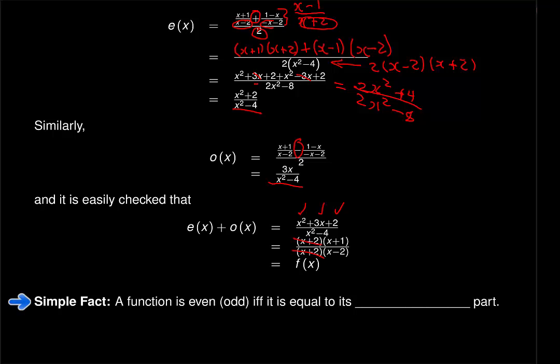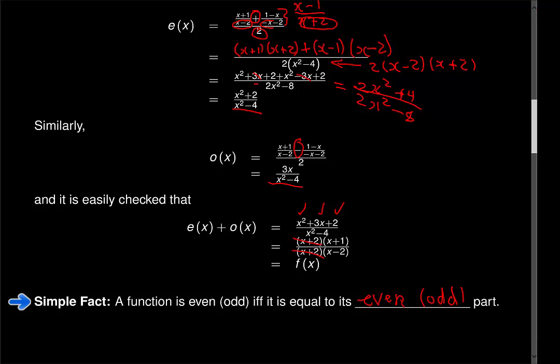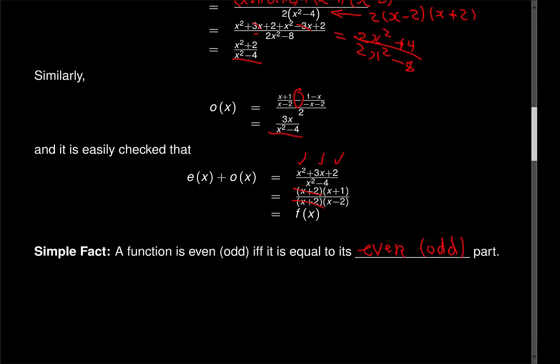Here's a simple fact. There are a lot of simple facts that can come from here. Here's one of the nice ones. A function is even if and only if it is equal to its even part. Okay, so that's another test you could do. And this also reads, a function is odd if and only if it's equal to its odd part.